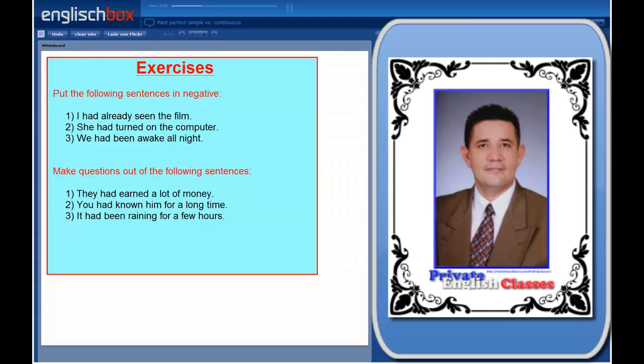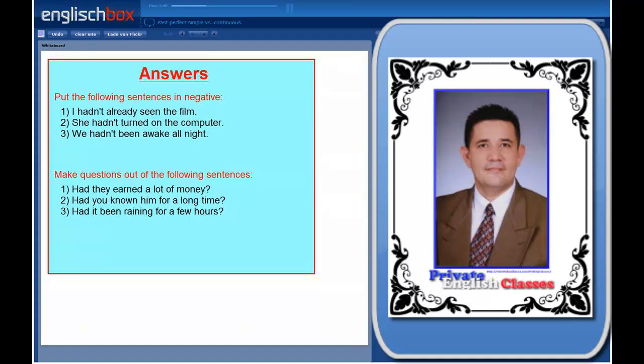So a quick exercise for you: if you would like to pause the video, you have to change the first three sentences into negative past perfect simple sentences, and the second three sentences into questions. So pause the video, do the exercise, and then we'll move on.